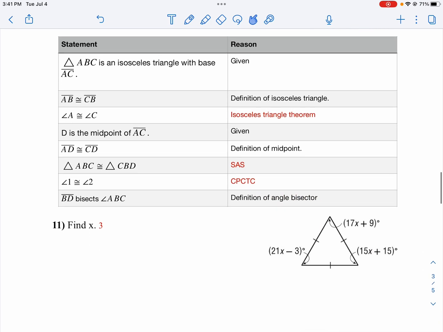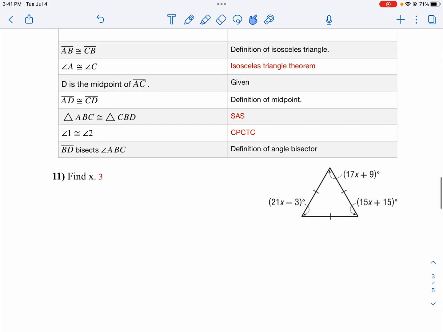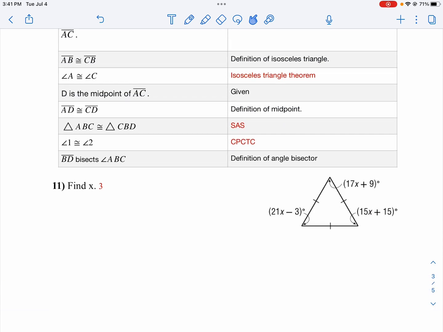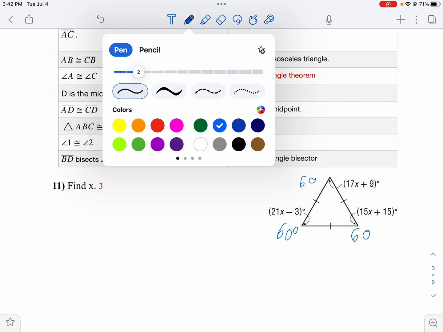On question number 11, we want to find X. Notice this is an equilateral triangle, which means all my angles are equal. Or all my angles actually equal 60 degrees. I could do any one of these equal to 60 to solve for X. I think I'll do 21x minus 3 because that seems like the easiest to work with.